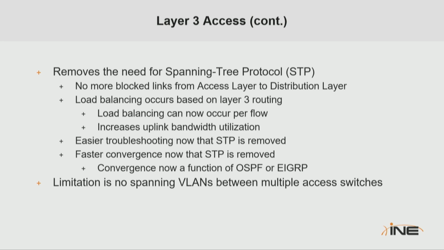Okay, the big advantage of this is that we're increasing the uplink bandwidth utilization, and we're not doing active standby forwarding like we would be doing in spanning tree. Okay, this also makes the network easier to troubleshoot now that spanning tree is going to be removed, and it also is going to give us faster convergence now that spanning tree is removed, because convergence is going to be a function of either OSPF or EIGRP, whatever our routed protocol is, and we can tune them for sub-second convergence, assuming we have the network configured properly.